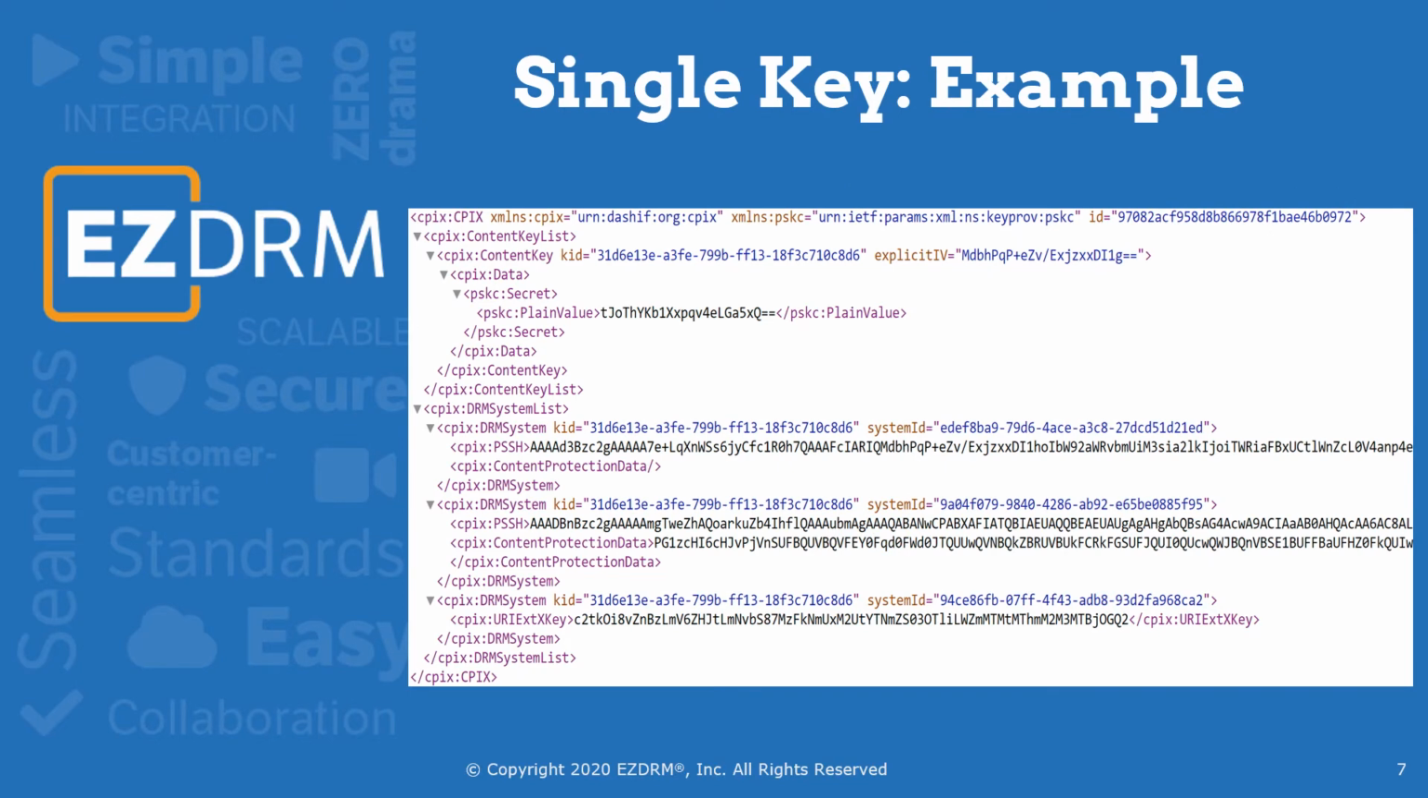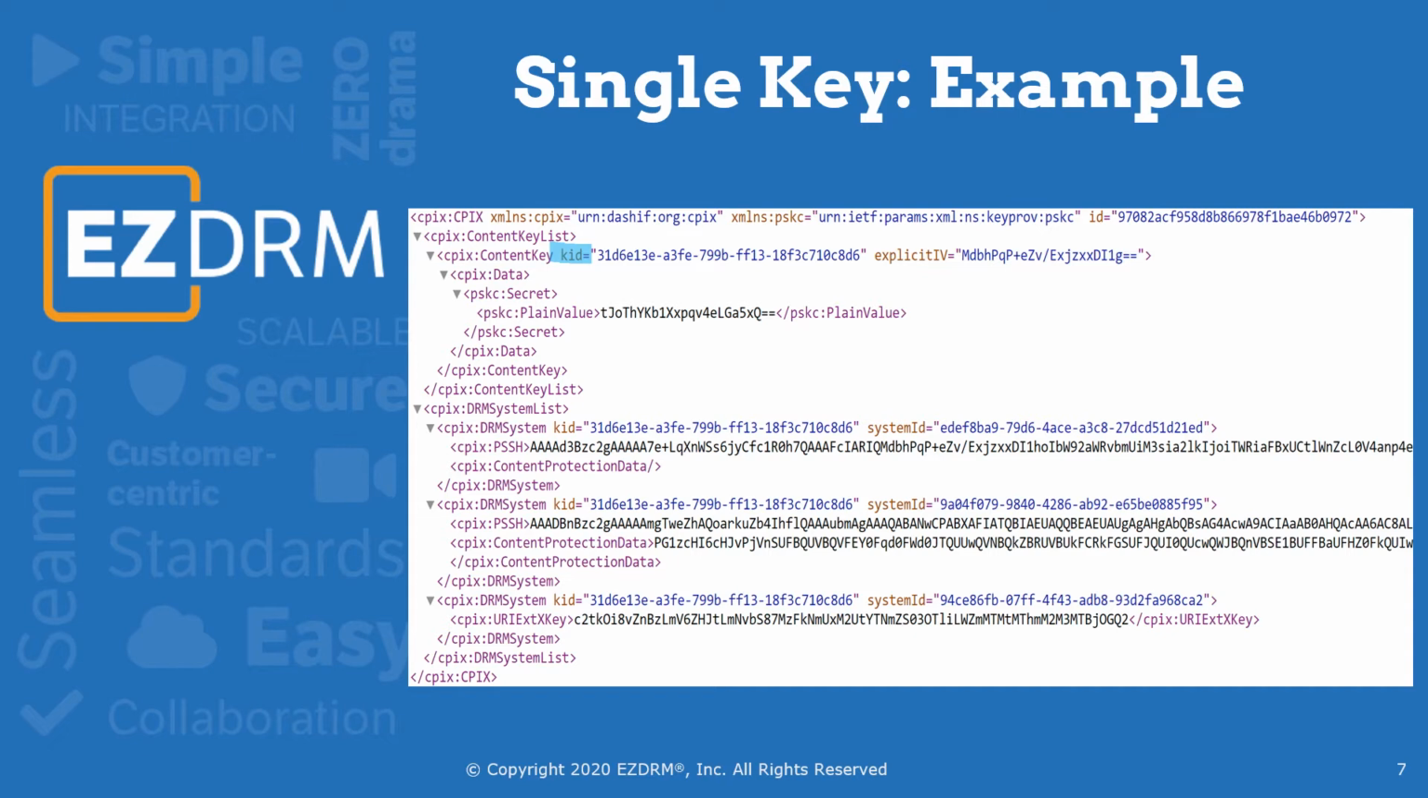Let's go over what a single key is. This is an example of a CPIX document, and towards the top there, you're going to see what's called the key ID. The key ID right here is listed as KID. Just highlight that right there for you. And that is basically a single key ID.